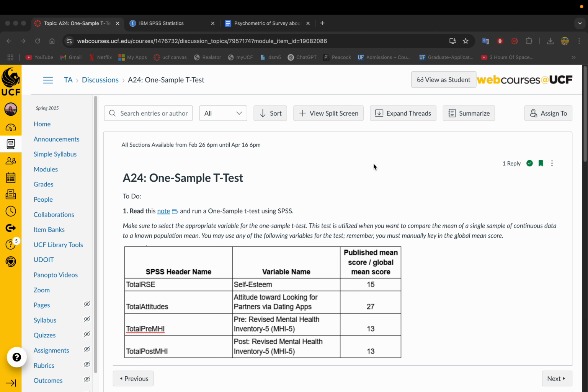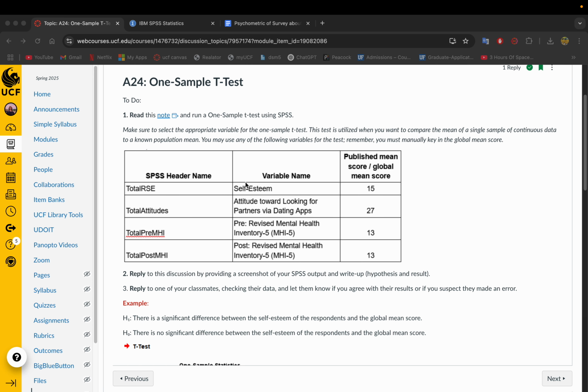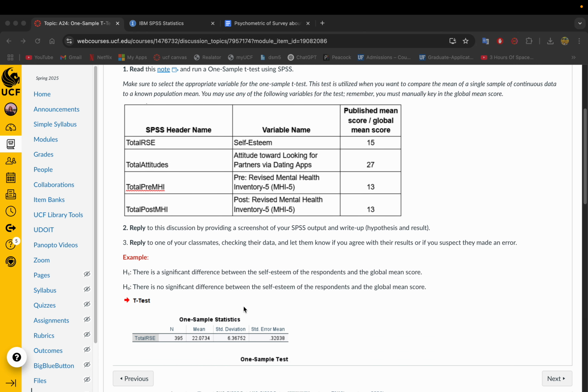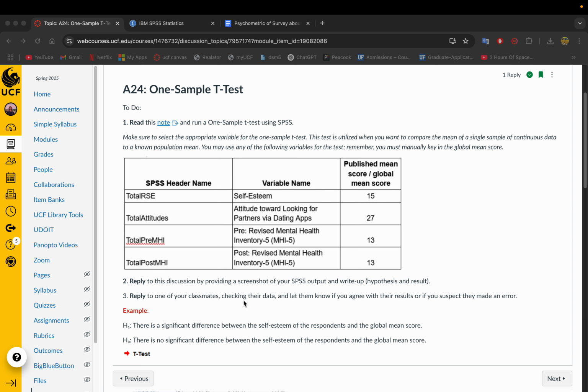Hey everyone. So today we're going to be looking at one sample t-tests and how to use them in SPSS. So on your 824 assignment, open that up and you should read this through, but I'll go over it a little bit with you and show you how to do it through SPSS.